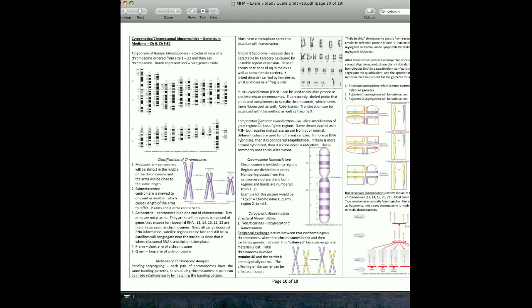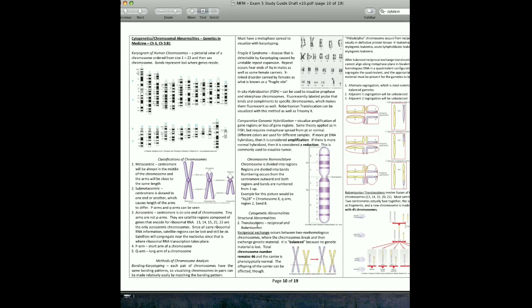The last is comparative genomic hybridization. Basically, you can see a loss or gain of certain gene regions. It's the same theory as fluorescent in situ hybridization, except you have a metaphase sample from a patient or from normal. If more patient DNA hybridizes, then it's amplified. If more normal hybridizes, then it's reduced. And you can commonly visualize tumors like this.